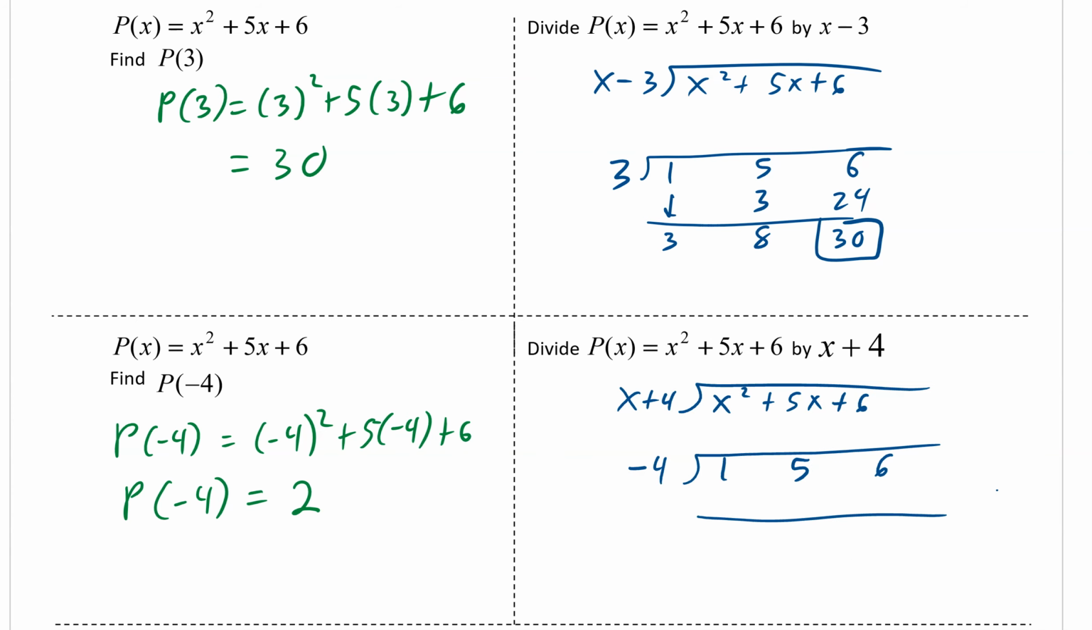Bring down the 1. It's negative 4. It's negative 4. And oh my god, it's 2 again. This is pretty interesting. So you can probably see why they call it the remainder theorem.